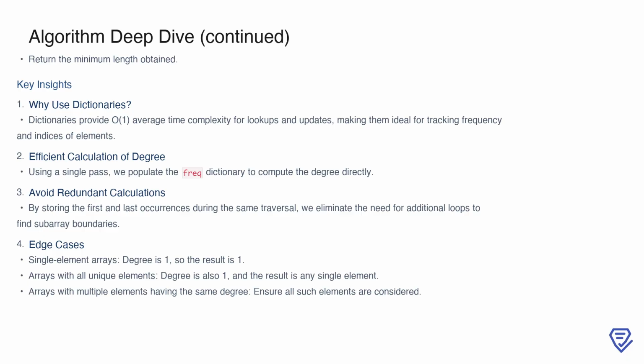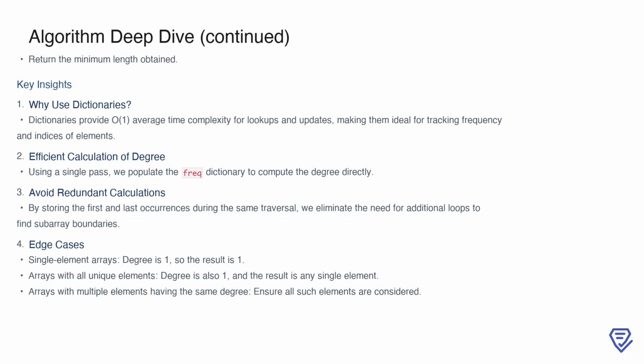This approach is both clear and efficient because it ensures we consider only elements that contribute to the degree. Now, let's discuss some key insights that make this method optimal. First, using dictionaries ensures that lookups and updates are performed in constant time on average, which is crucial for maintaining efficiency. Additionally, calculating the degree and storing first and last occurrences in a single traversal eliminates redundant computations.